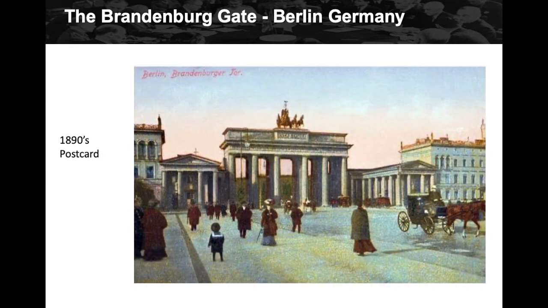In the 1890s, so now Germany's a country. This is a postcard of the Brandenburg Gate. So kind of Victorian. You see the wagon or the carriage with the horse and kind of Victorian dress on this lady here and all that. So just that time period, the 1890s.